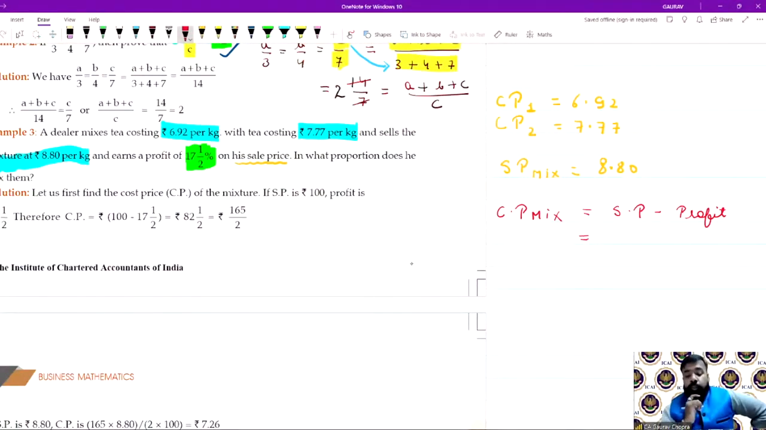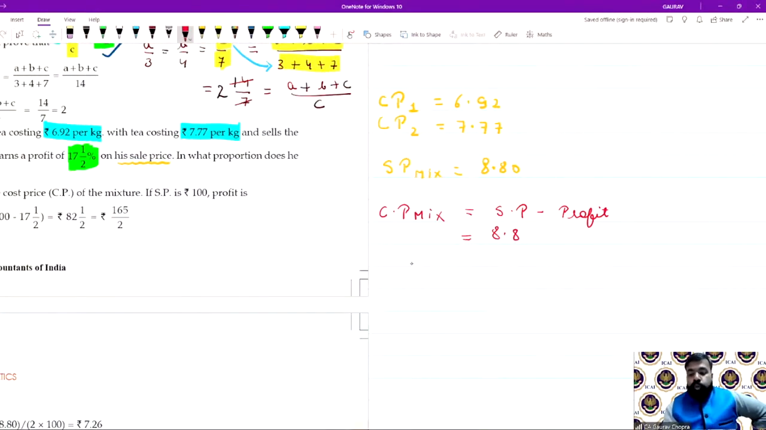So now, what is the profit? It is 17.5%. So type on the calculator 8.8, then press minus, then write 17.5 and then percentage. You will get the result of cost price. Come on, let me know. What is the result? How much are you getting?